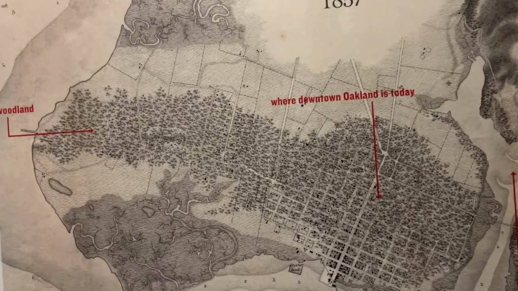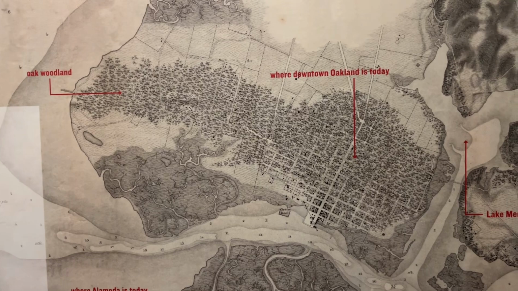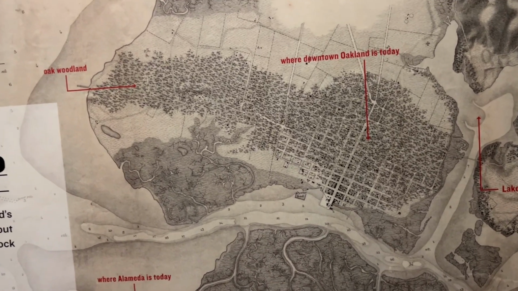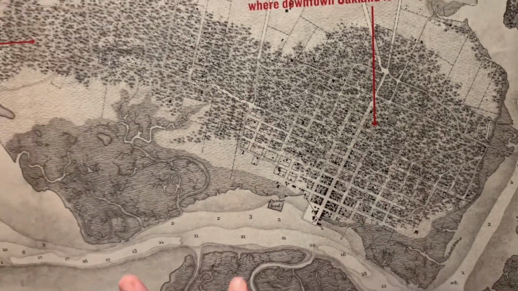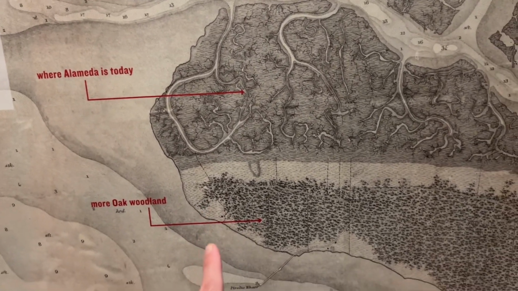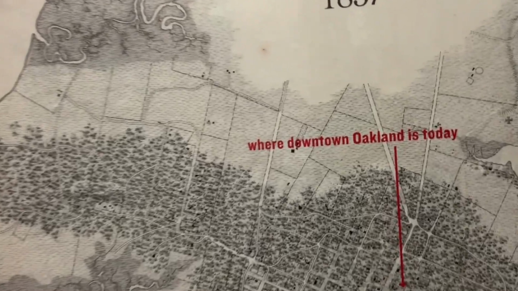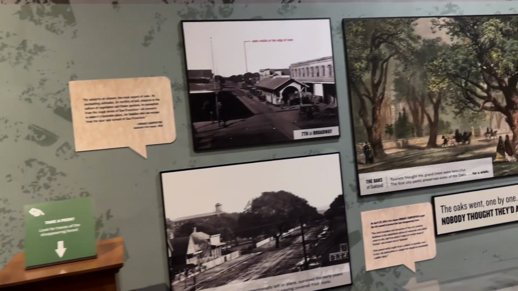And you can see the city was planned. This was the 1857 design, drawing. So you can see the city was designed on top of trees, right? There were a lot of trees. And this was Alameda. And nowadays you do not see so many trees. This is downtown Oakland. And we can see some pictures here.